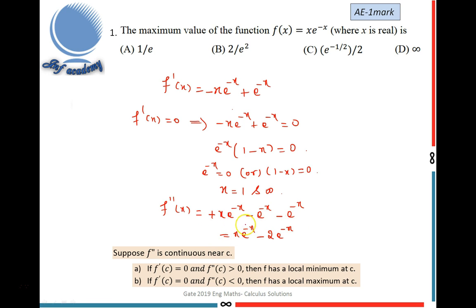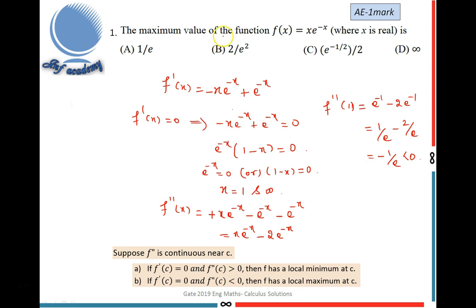I substitute the value of the critical point in f double dash of x. First I substitute f double dash of 1. This is equal to 1 into e power minus 1 minus 2 into e power minus 1. This is 1 by e minus 2 by e. So finally I got minus 1 by e. This is less than 0. F double dash of c less than 0, then f has a local maximum at c.